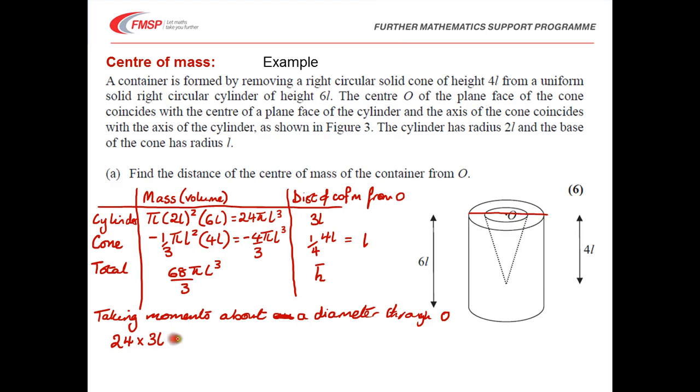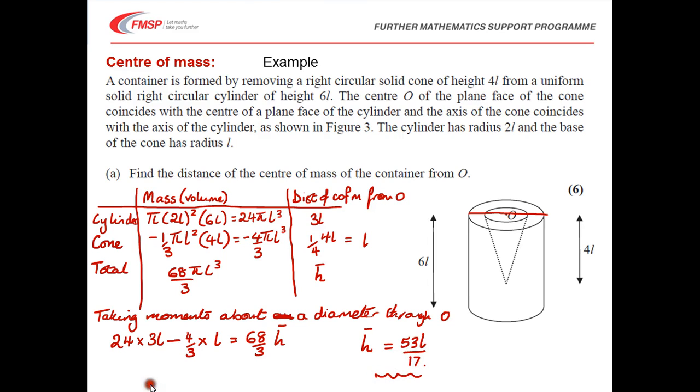The moment for the cone is going to be minus 4/3 times L. So again, eliminating the pi L cubed, and negative, as I say, because it's a space that's been removed, a mass that's been removed. That's going to be equal to 68 over 3 h bar. And if we do a little rearrangement on the fraction there, that's going to give me h bar is 53L over 17.